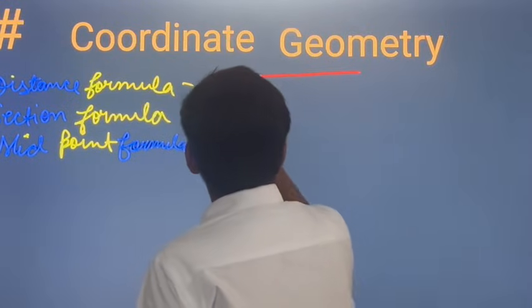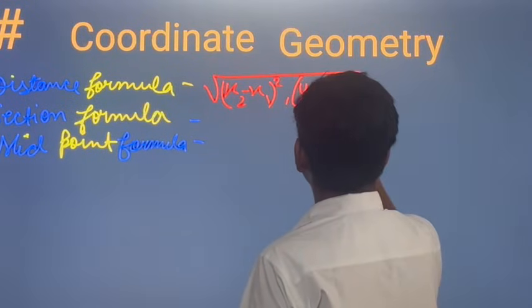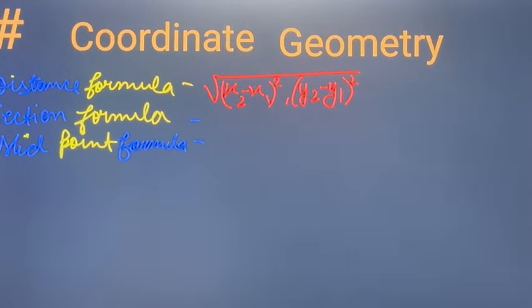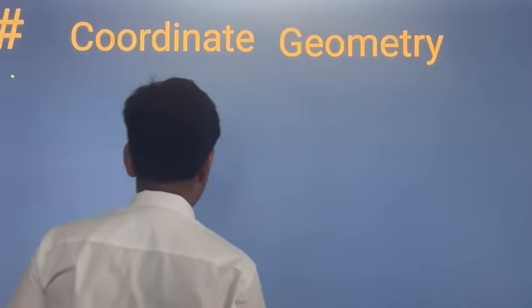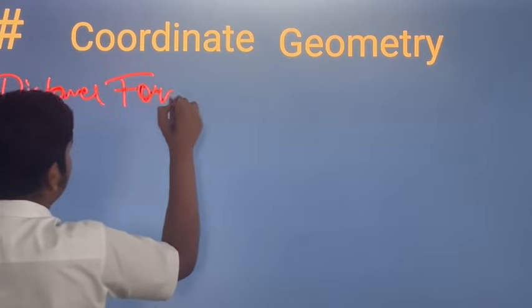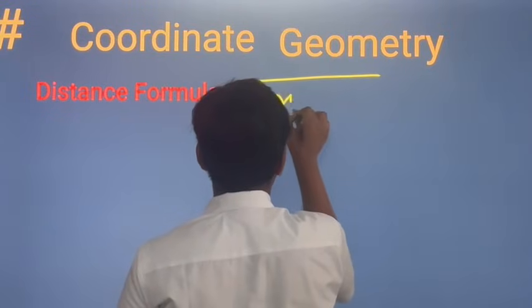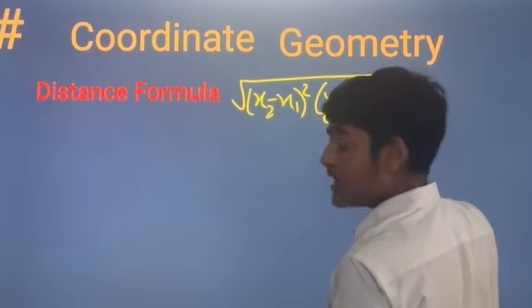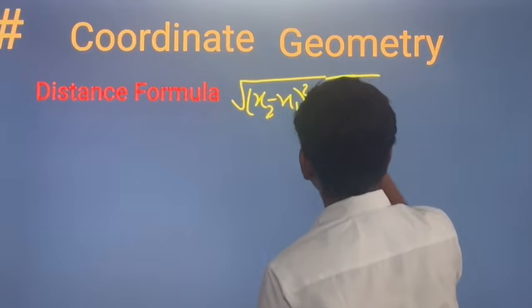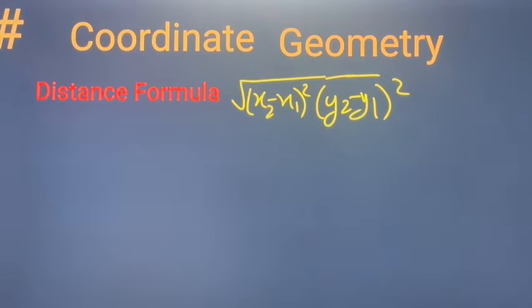Firstly, the distance formula. The distance formula is root of (x2 minus x1) का whole square plus (y2 minus y1) का whole square.